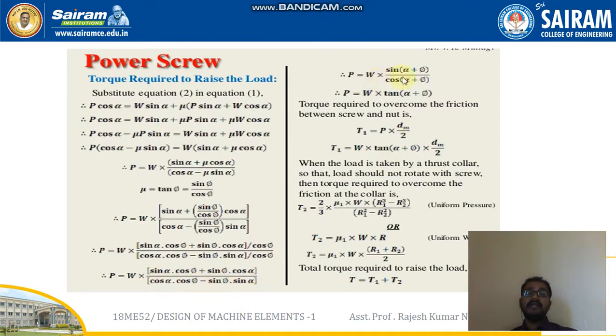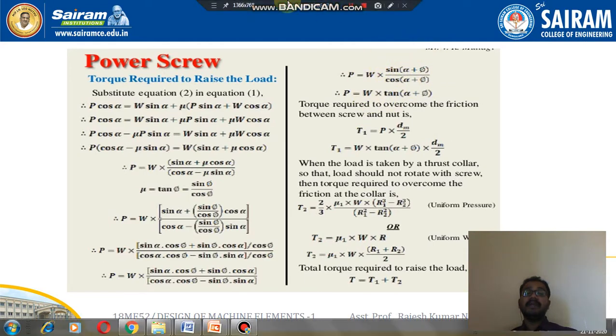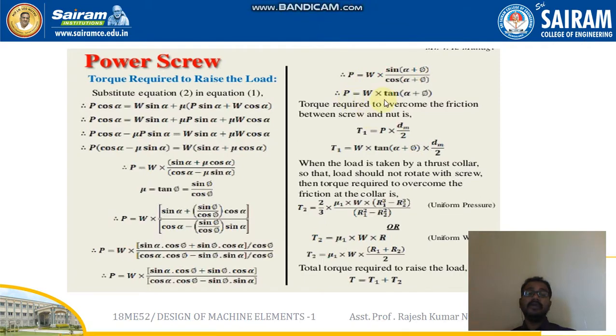So finally I'll be getting this equation as sin of a plus b divided by cos of a plus b, because sin of a plus b is nothing but sin a cos b plus cos a sin b. So that formula I'll be using, and we know that sin by cos is nothing but tan. So finally I'll be getting P is equal to W into tan of alpha plus phi. So this is the force required to overcome the friction between screw and nut. That is T1 is equal to P into dm by 2, and T1 equals W into tan of alpha plus phi into dm by 2.